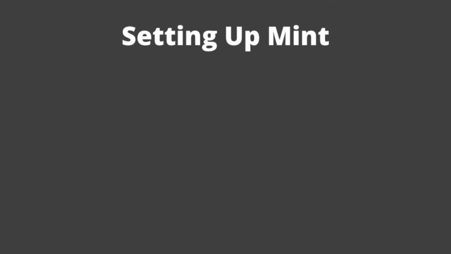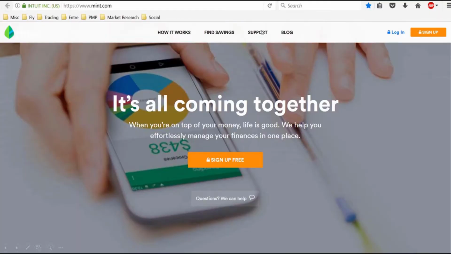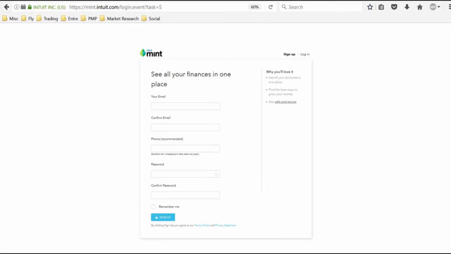All right, so the first step, we're going to create an account with Mint.com. The great news is it's free, so it's not going to cost you anything. You just put a few minutes into creating the account and linking everything up. So you go to Mint.com, and then we're going to sign up for free. Of course, it's going to ask you for your email, your phone number, and a password, and then we're going to sign up.